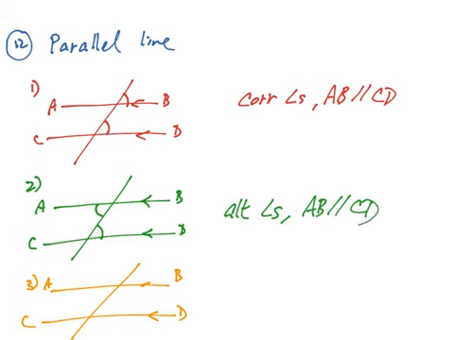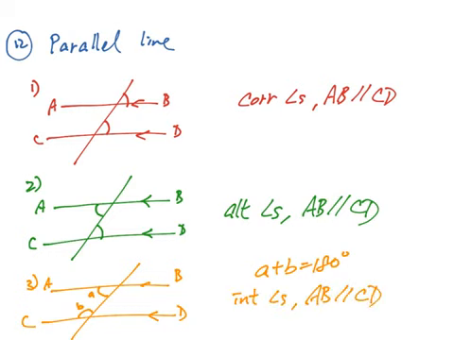The last one, this angle, for example, is A, and this is B. So A plus B equals 180 degrees. It is called the interior angles, AB parallel to CD. So if the question asks you about the parallel line, your mind should have these 3 properties.